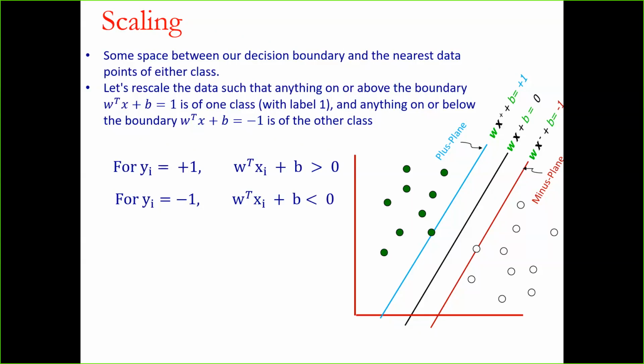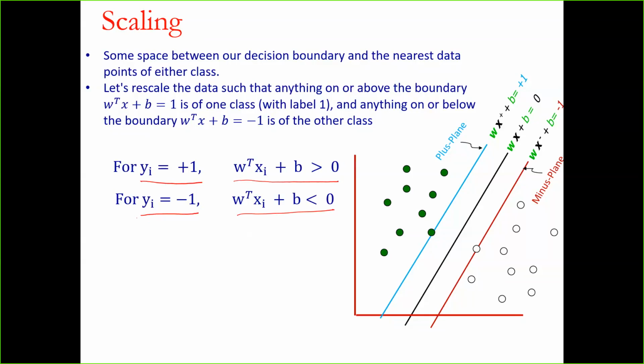So this was the earlier condition. For all the positive instances, this W transpose X plus B must be greater than 0. It means all the positive instances should lie above the plane. And similarly, for yi equal to -1, for all the negative instances, this W transpose Xi plus B is less than 0, right? So this is what we were saying earlier.